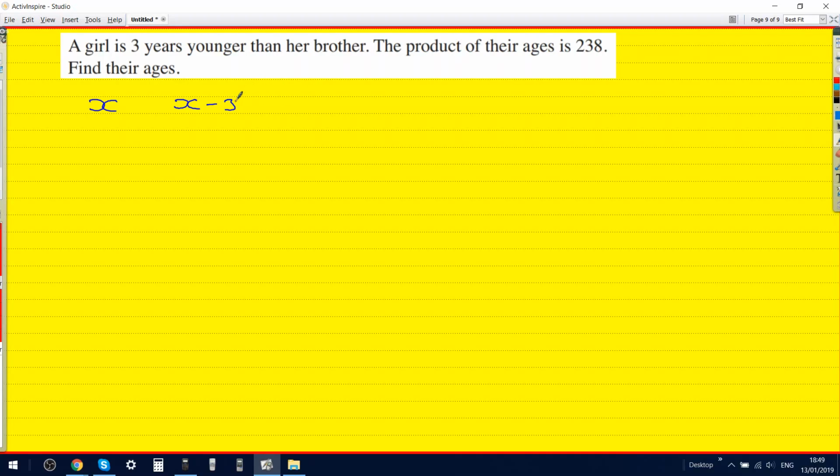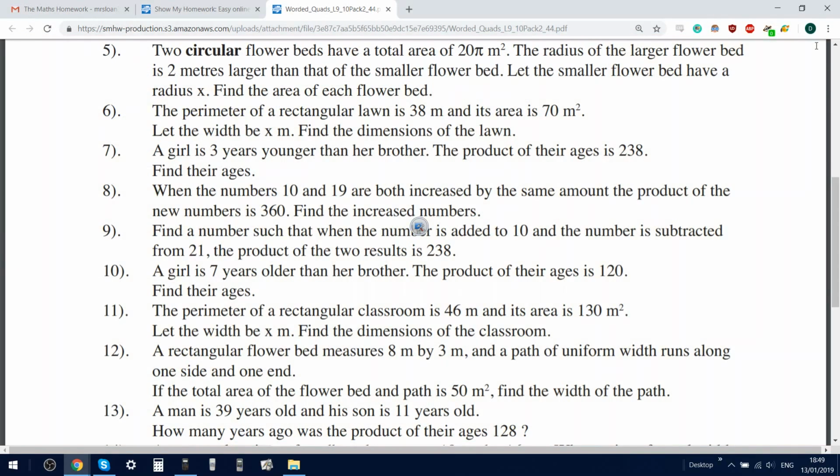Their product, so what would you do there? 238, so multiply both. Yeah, so those multiplied give you 238, and that's the equation to solve. Okay, great. And I think you'll be okay after that. Depends on timing as well. Maybe we go on to the next one. Okay, so that's 7.